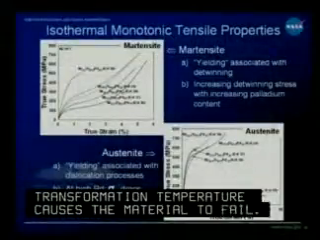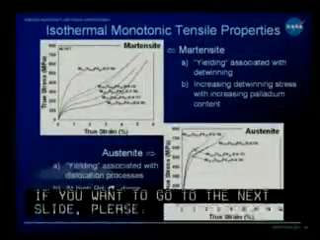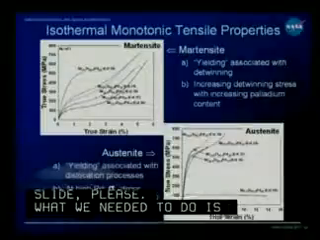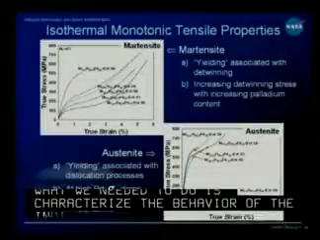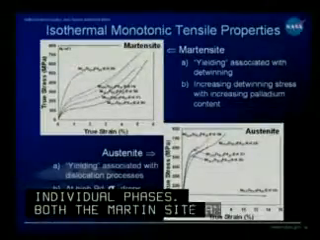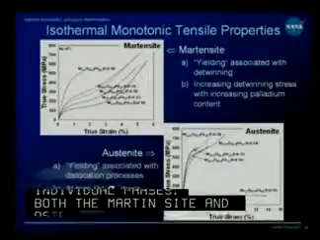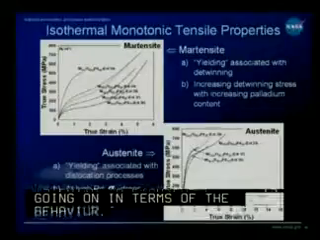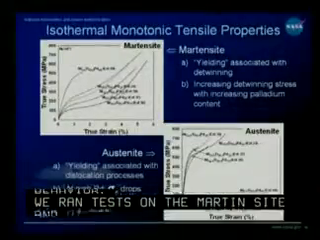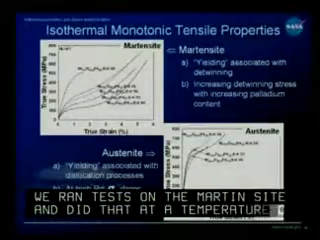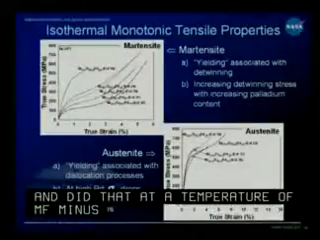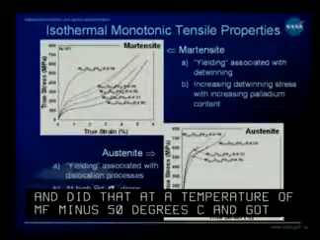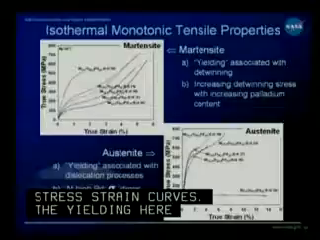What we needed to do is characterize the behavior of the individual phases, right? Both the martensite and austenite, figure out what was going on in terms of their mechanical behavior. So we just ran isothermal tensile tests on the martensite, and we did that at a temperature of the MF minus 50 degrees C and got stress strain curves. In this particular case, what looks like a stress strain curve, the yielding here actually represents the onset of the detwinning process in these materials.